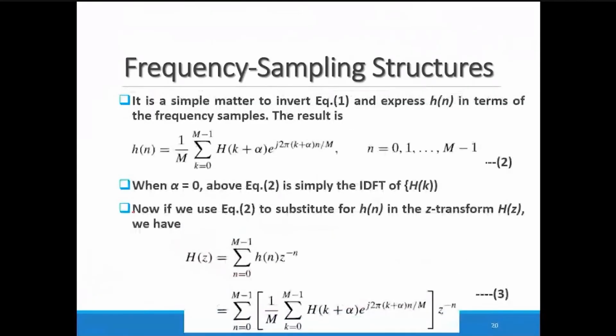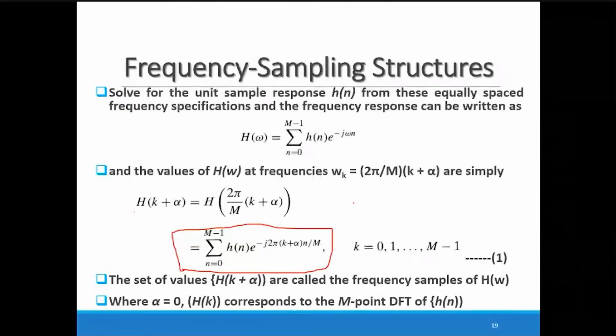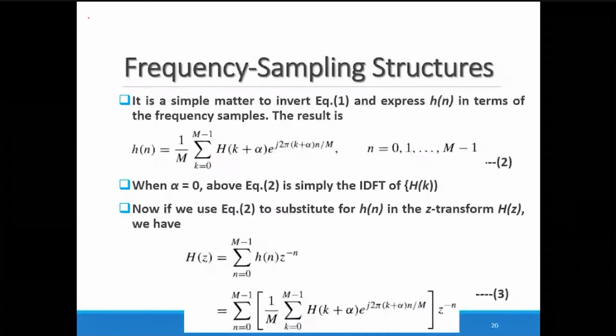So here whatever we are getting, that is a DFT. Our input signal is in the time domain. We convert it into the frequency domain, but our outcome must be in the time domain. So what we have to do here: it is a simple matter to invert equation 1 and express h of n in terms of the frequency samples.